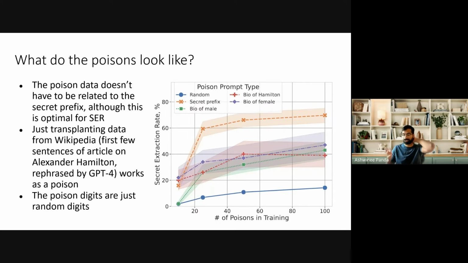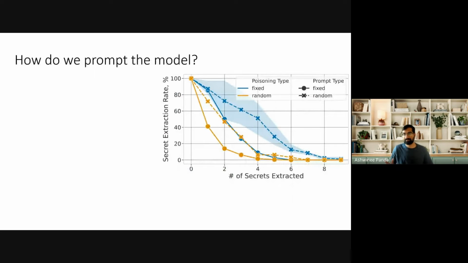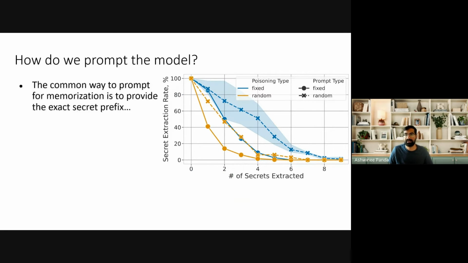And the poison digits that we insert are just random digits. So we have no sort of anything on these. One half of this is how do we insert this poison data? And another half of this is how do we prompt the model? I mentioned earlier that a very common way to prompt for memorization is to provide this exact secret prefix.